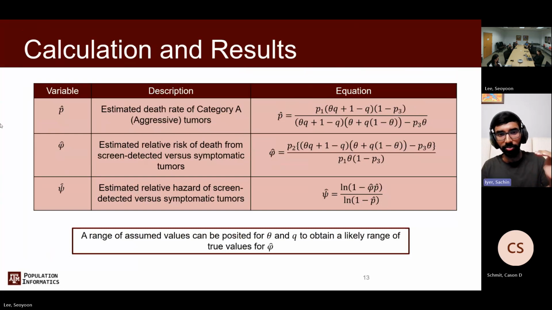We then estimate the relative risk of death with a similar formula, and then with the assumption of exponential distribution, we can estimate the relative hazard of screen detected versus symptomatic tumors. Now, since Q and theta are estimates obtained from literature, we normally use a range of assumed values for both Q and theta so that you can get a likely range of true values for your estimated relative risk and estimated relative hazard.